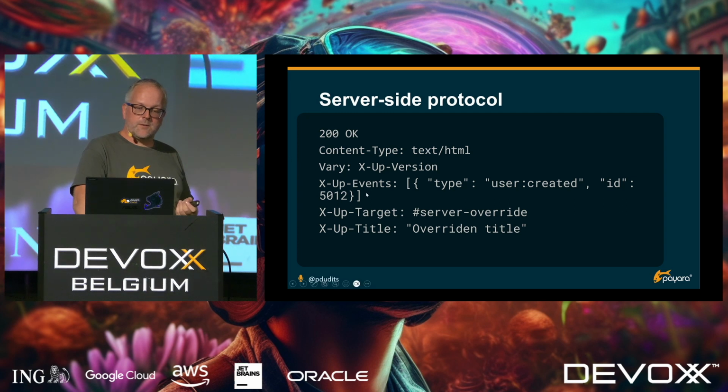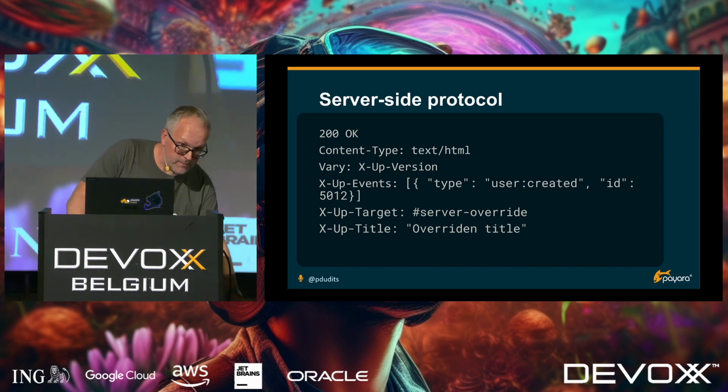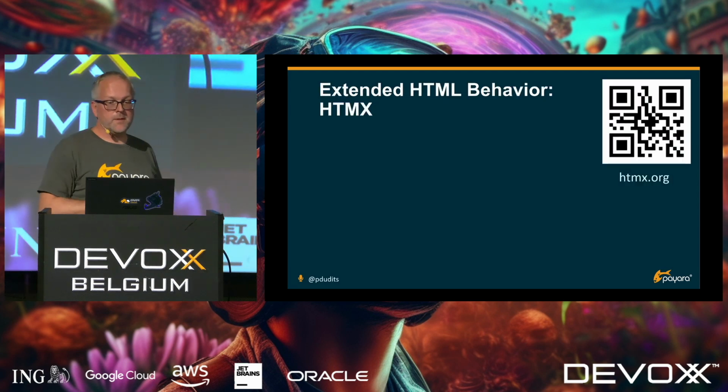Another thing the server can do is to trigger client-side events, or it can override what gets replaced. So if you wanted a table, but no, we will be updating the element with ID server override. So this will sum up what Unpoly can do.